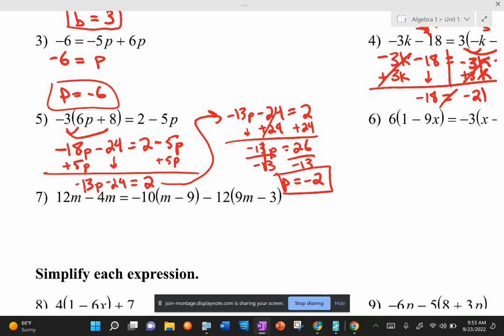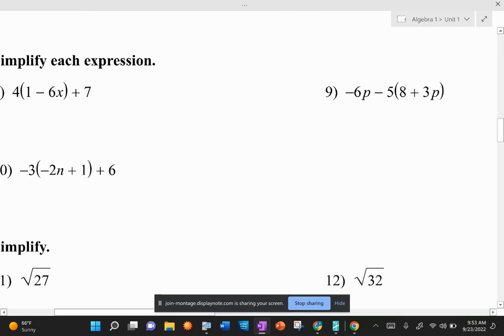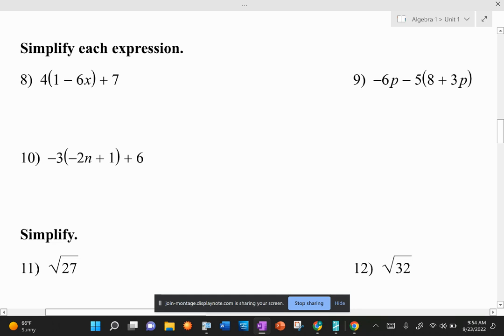All right. Let's go on to simplifying expressions. This is extra practice for exactly what I think we're struggling with, which is the distribution part. So this is still the notes. This is still the notes.